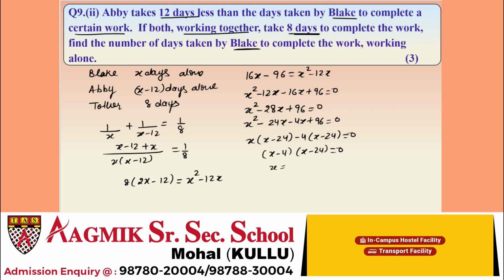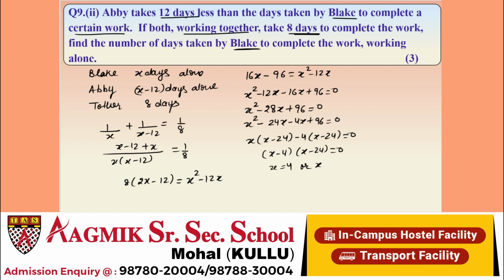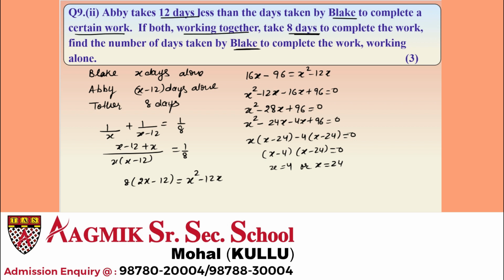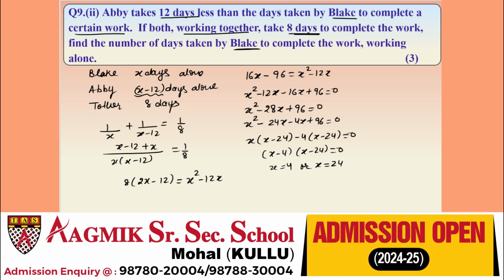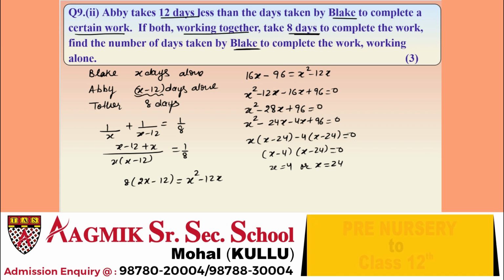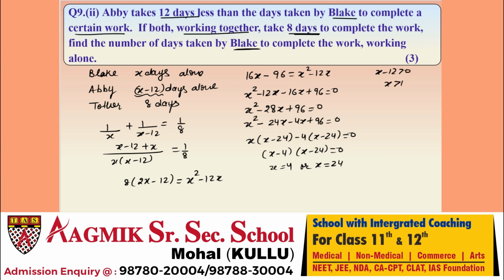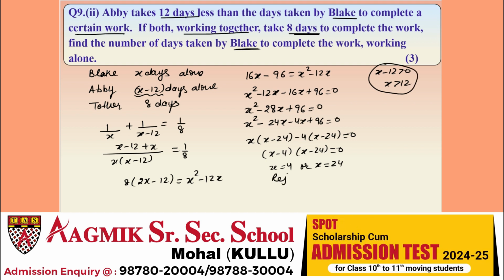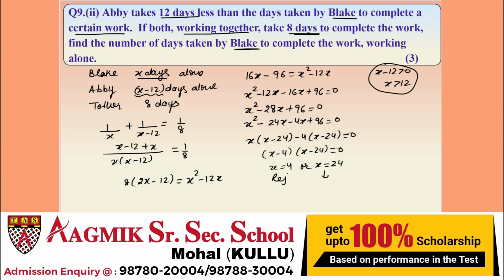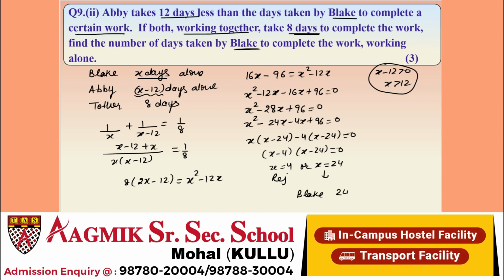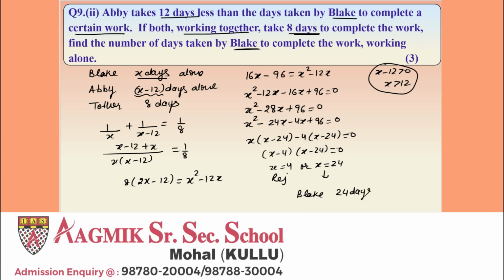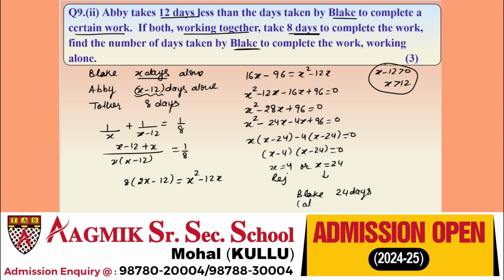So either x is 4 or x is equal to 24. Now look here, we are saying Abby is taking x minus 12 days. So obviously we have x minus 12 greater than 0. That means x should be greater than 12, isn't it? So therefore this 4 is rejected. We get x equal to 24. So we assumed that Blake is taking x days. So that means Blake will take 24 days to complete the work if he is working alone, right?